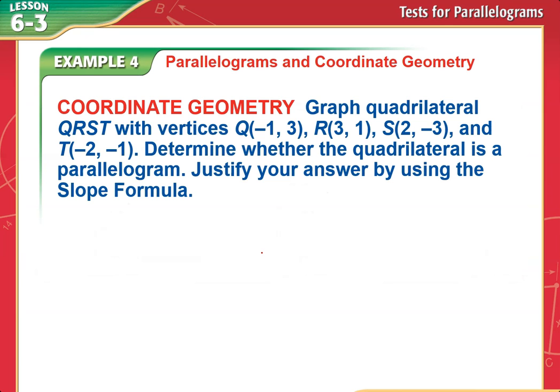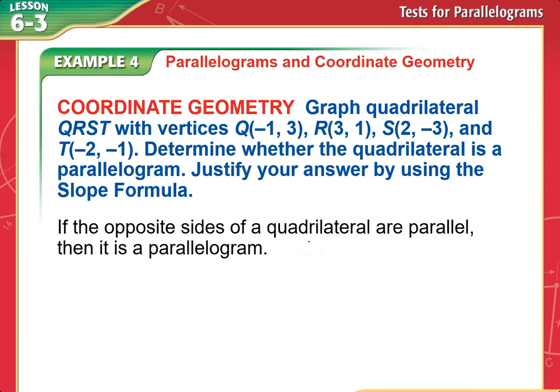Okay, so we have this QRST quadrilateral, and we're looking at Q and R and S and T. So QRST. So we have a side QR and so on. Side RS, side ST, and side TQ. Let's look at the slopes. If the opposite sides of a quadrilateral are parallel, then it's a parallelogram.